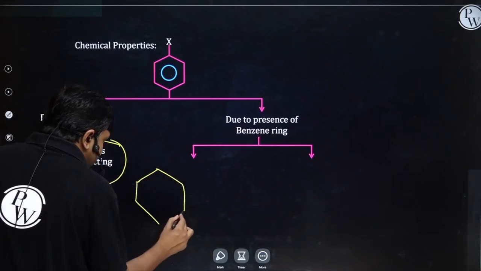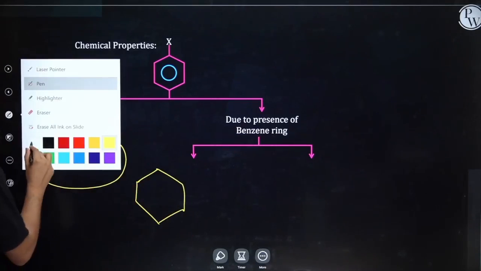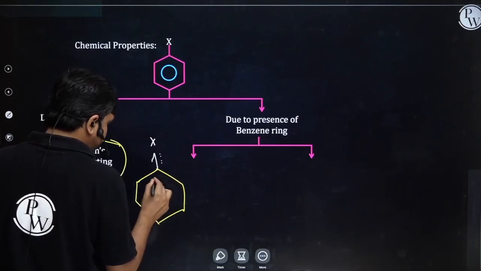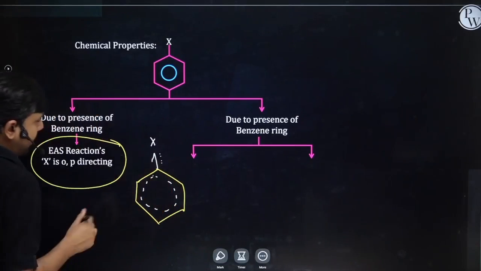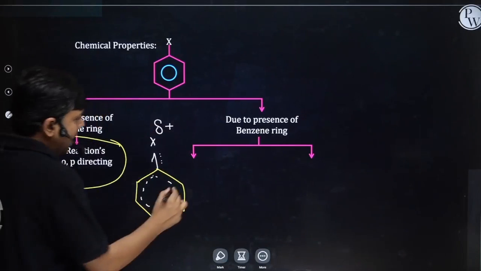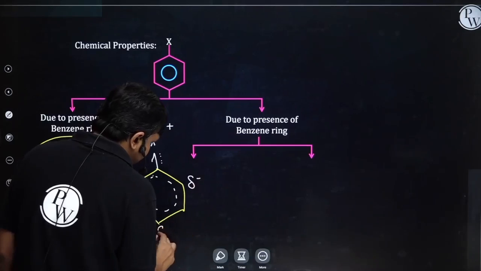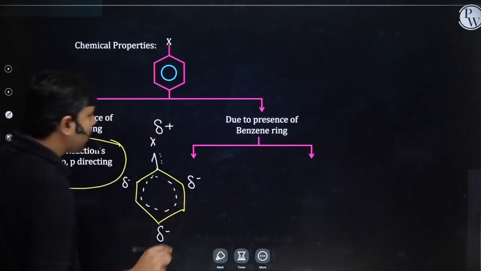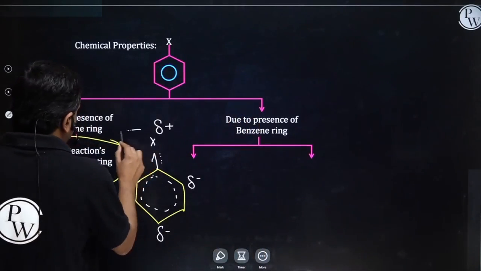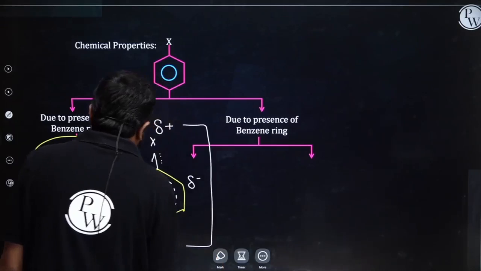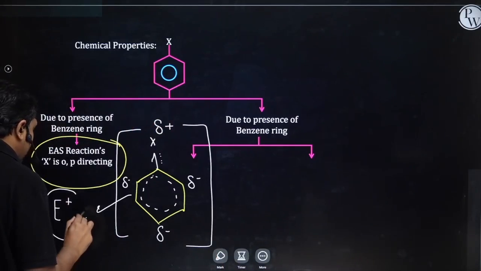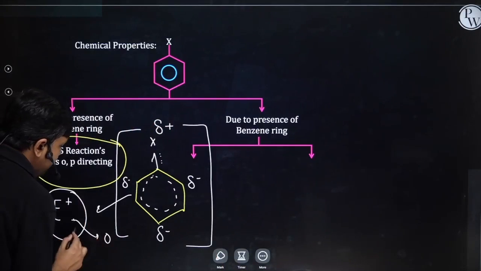Student, if I look at the hybrid structure of this halobenzene, the structure is like this: X with double bond character throughout the ring. Halogen has donated its lone pair, so I will have delta positive over here and delta negative over these three carbons at ortho and para positions. Now, ortho and para positions are electron rich positions. So can I say all the incoming electrophiles will get directed to ortho or para position?